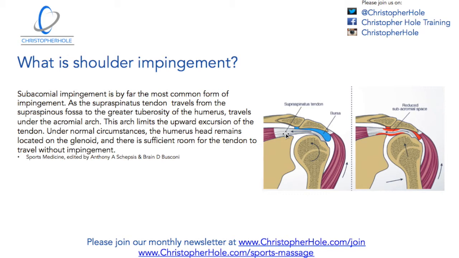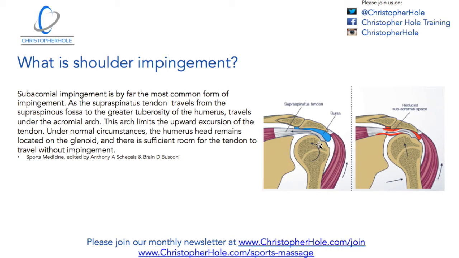So as it reads, the supraspinatus tendon travels from the supraspinous fossa to the greater tuberosity of the humerus. So the greater tuberosity is this area here, just at the top of the bone of the arm. It travels under the acromial arch. So what we're basically looking at is, this is the acromion here, up at the top, and it's this space in between the humerus and the acromion. Now, it's filled with the tendon, and it's filled with a bursa.